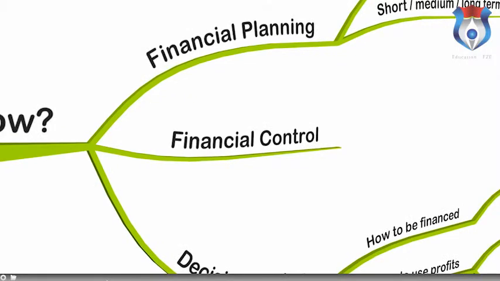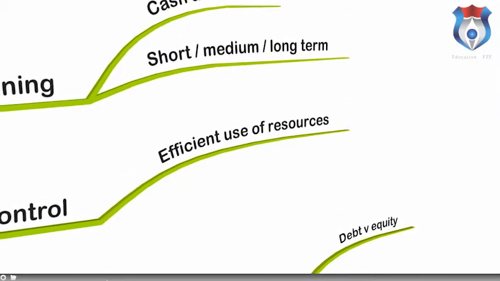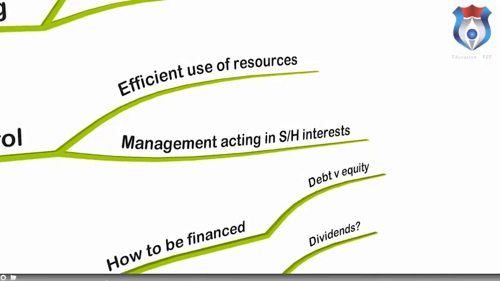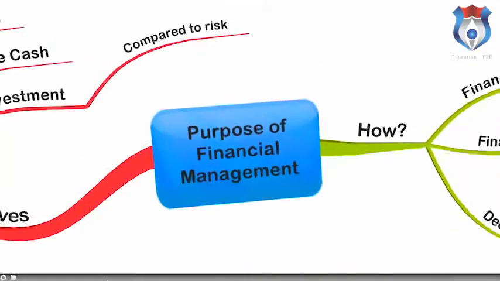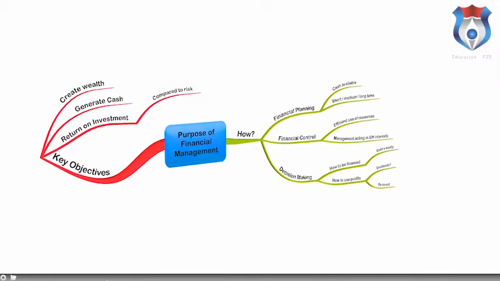Okay, and then finally in the middle then, we've looked at financial planning, we've looked at decision making, also just controlling the whole thing as we go along. So making sure that the returns on investment are right and we're using up our assets efficiently, and that we're always looking right back to the start of what I said, to manage and act in the best interest of the shareholder. Okay, thanks a lot.